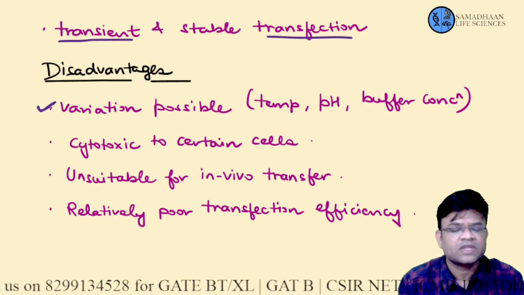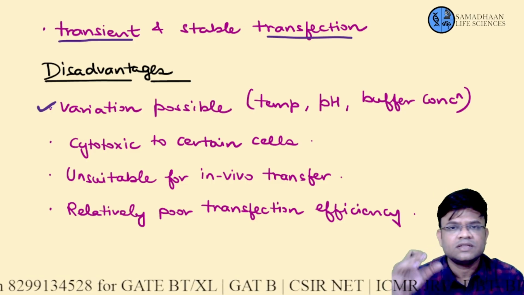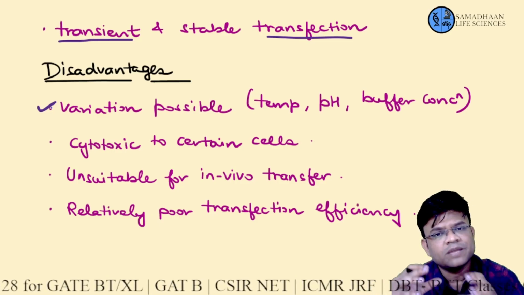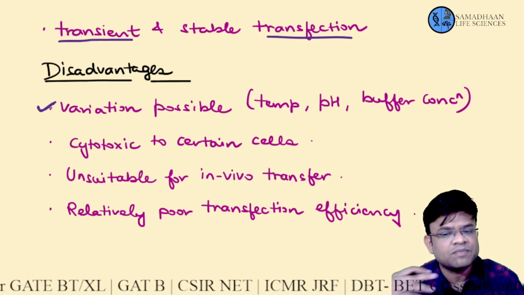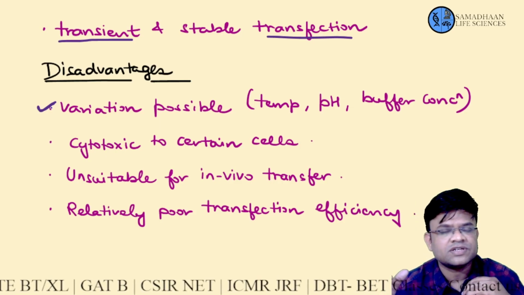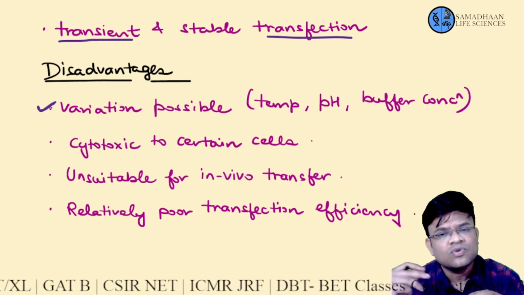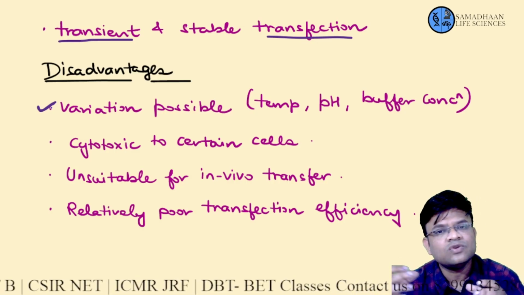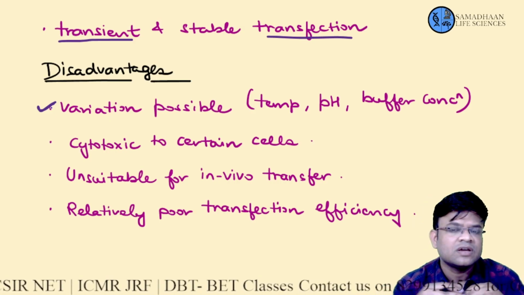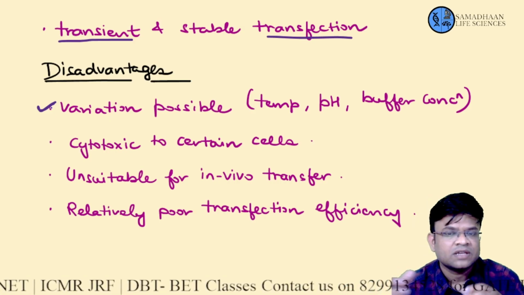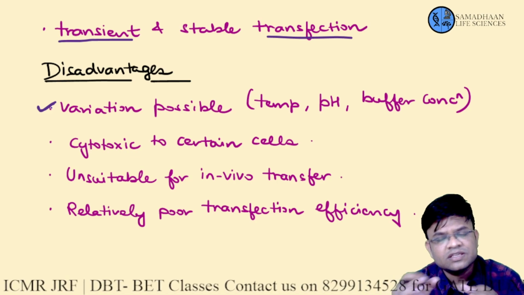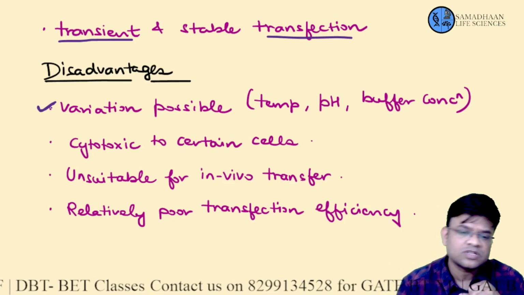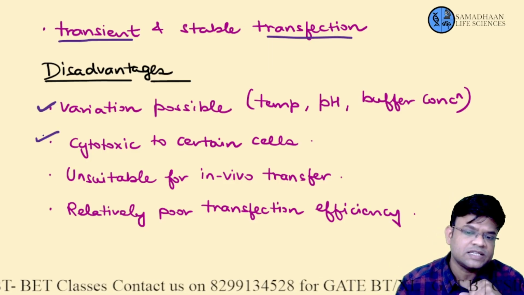Variation is possible. Now understand this, that this calcium phosphate precipitation method is actually dependent upon some parameters such as temperature, pH, buffer concentration, etc. Therefore, if only a small variation is there in temperature, pH, or buffer, it can lead to variations in the transfection efficiency that you are achieving. That means with a little variation in these parameters, the transfection frequency can vary. So variation is possible.